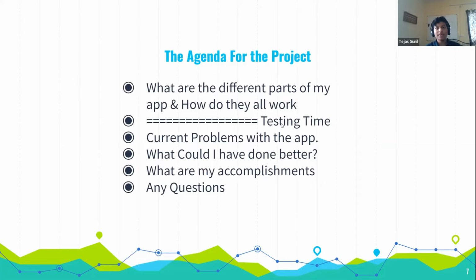So now I've told you about my project. Let's start by going through it. I'm going to start by first explaining the different parts of my project and how they all work. After which I'm going to ask you to test the app, which is actually live right now. You can open it. And then after that, I'll show you the current problems with the app, what I could have done better, what my accomplishments from this are, and any questions you guys have, especially because this is a 10-minute presentation and I need to skip over a few things. So if you guys have any questions that I missed out, please do ask them at that time.